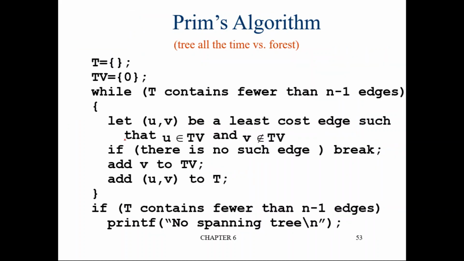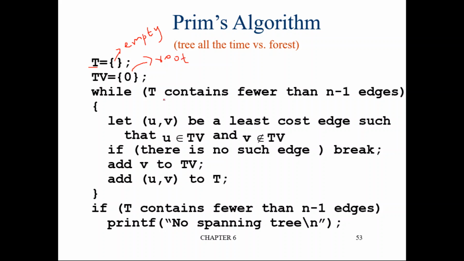Okay, so here is the algorithm. T represents the set of edges that were already added to the spanning tree. Initially it is empty. TV represents the set of vertices which is visited. T represents the set of edges which is added, which is initially empty. TV represents the set of vertices that is visited. Initially it is the root vertex, 0. 0 represents the root vertex. Okay.